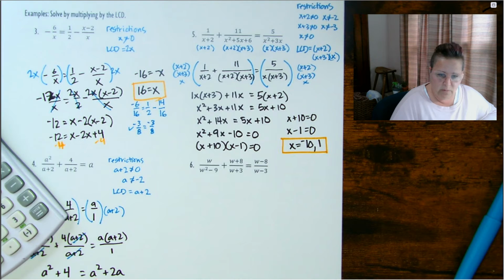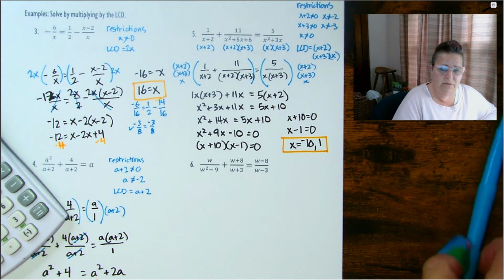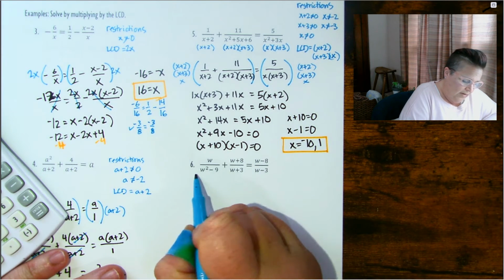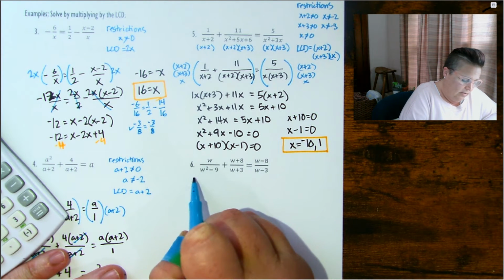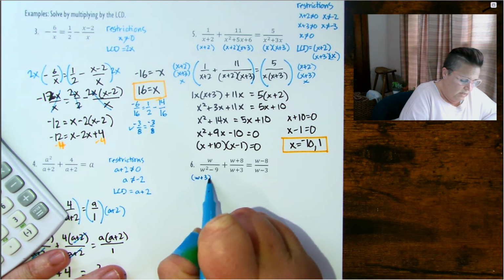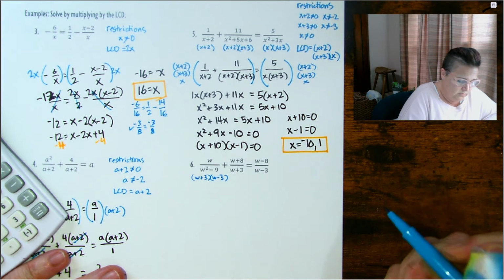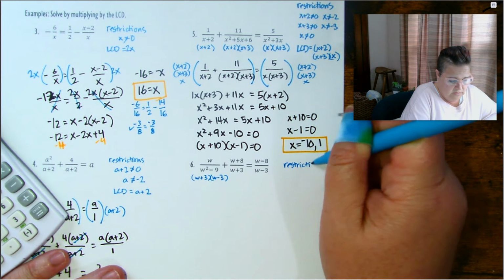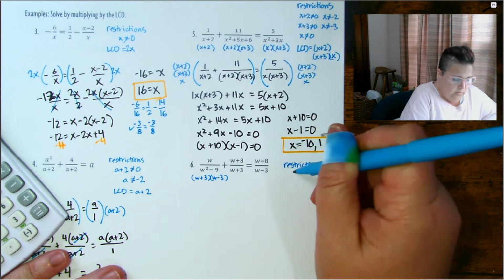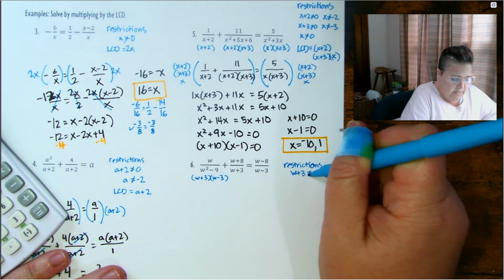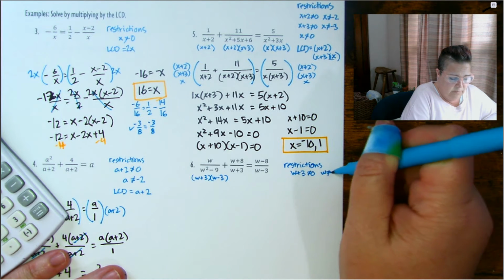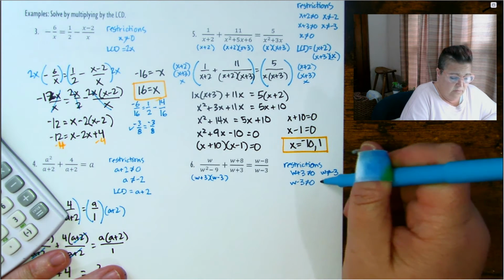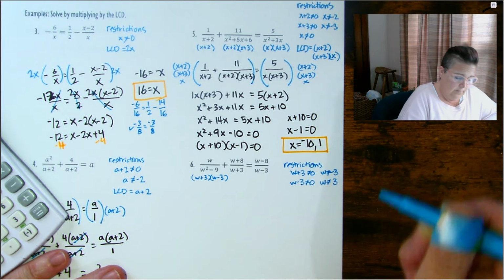We have w over w squared minus 9. We have w plus 3, w minus 3. So factoring first, because I've got a squared there, this would be w plus 3, w minus 3. It is the difference of two squares. So looking for our restrictions, we know that w plus 3 cannot be 0, meaning w cannot be negative 3. And w minus 3 cannot be 0, so w cannot be 3.